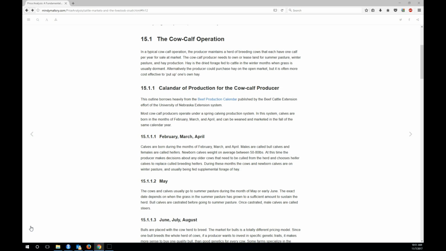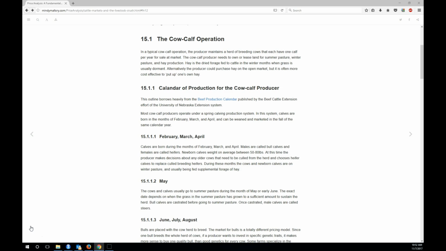So what are the basics of the production calendar for a cow-calf producer? The rest of what I'm going to talk about borrows heavily from the beef production calendar that the University of Nebraska Extension puts out. And so the way the timing works is most cow-calf producers generally run their operations as a spring calving production system. So this means that they time the calving so that the calves are born in February or March, and they can be weaned and marketed in the fall of the same year.